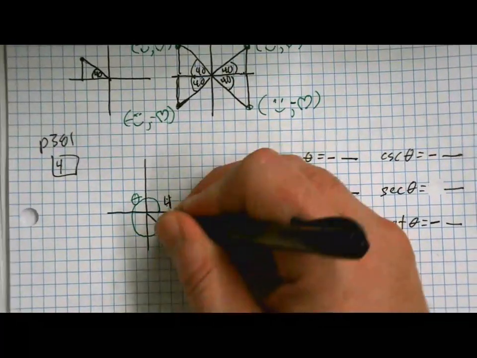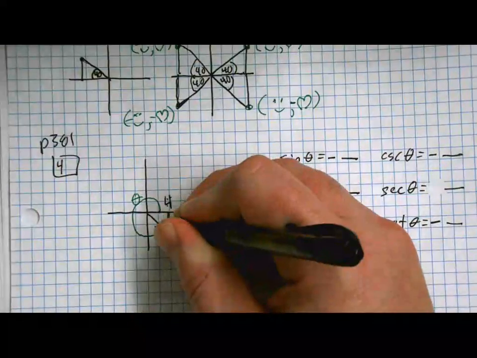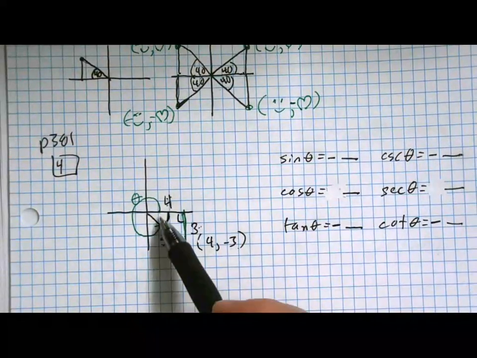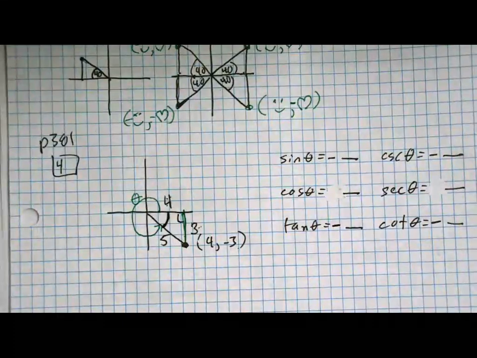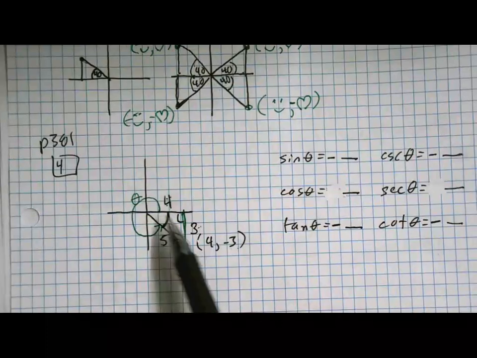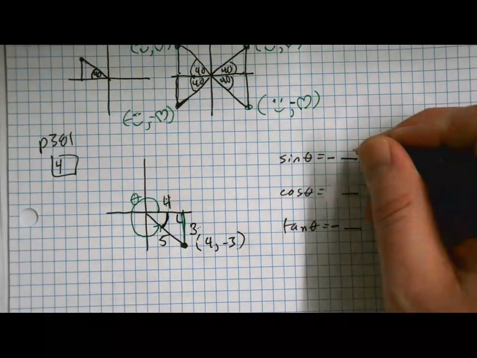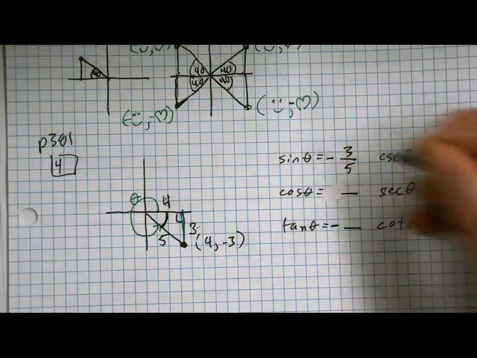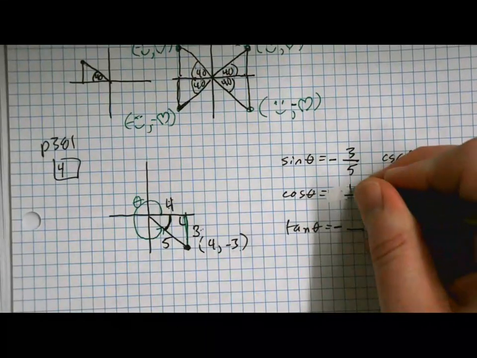Oh, I didn't mark my reference angle yet. My reference angle would be here. Now, my reference angle is not theta. It's different from theta, but that's okay. It's still going to be, sine is still going to be opposite over hypotenuse. And cosine is still going to be adjacent over hypotenuse, and so on.